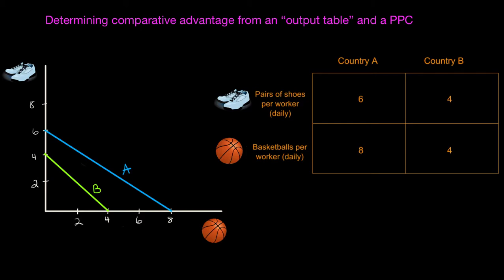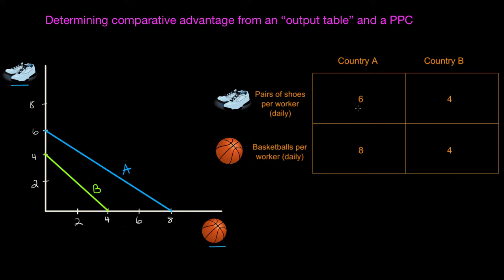In this and the next video, we're going to learn how to calculate opportunity costs and determine who has the comparative advantage in a goods production using data from both an output table and an input table. If we look at our PPCs in the graph on the left, we see the potential outputs of two goods, shoes and basketballs, for two different countries, country A in blue and country B in green. Notice that the data on this PPC is also represented in the table on the right.